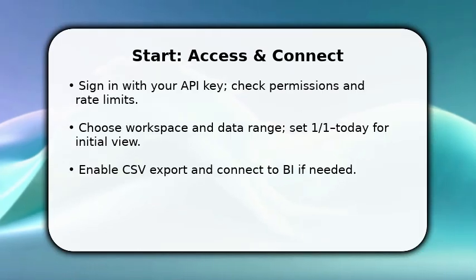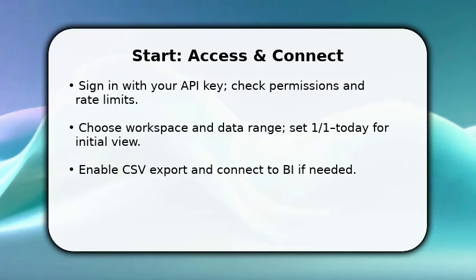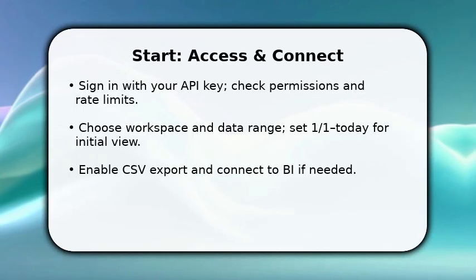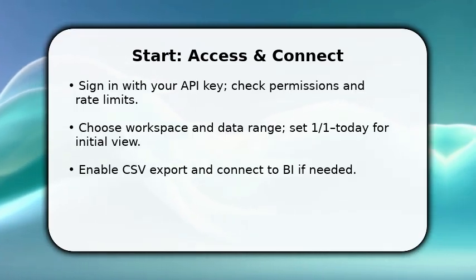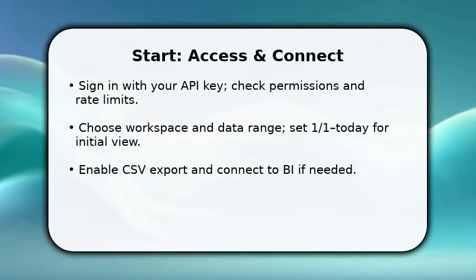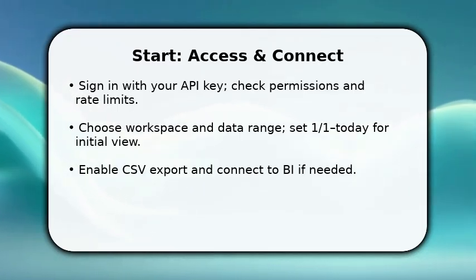You begin by signing in and pasting your API key into Token Terminal. This gives you access to analytics immediately. Once logged in, select the workspace and narrow the date range so you focus on recent trends. Make sure permissions and rate limits are acceptable, then enable CSV export and any BI connectors. This first step jumps you into live data.